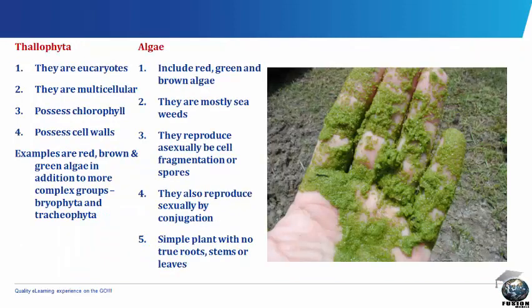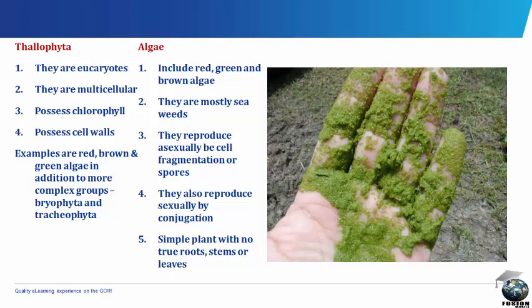The Thallophyta. They are eukaryotes. They are multicellular. They possess chlorophyll. They possess cell walls. Examples of Thallophytas include red, brown, and green algae, in addition to more complex groups, Bryophyta and Tracheophyta. The algae.